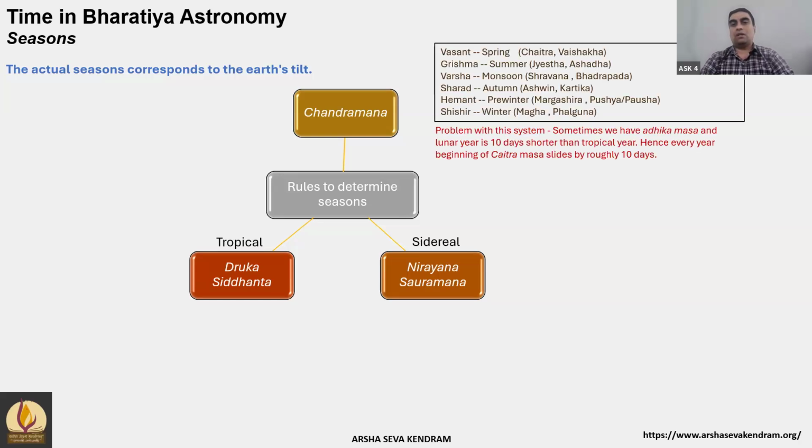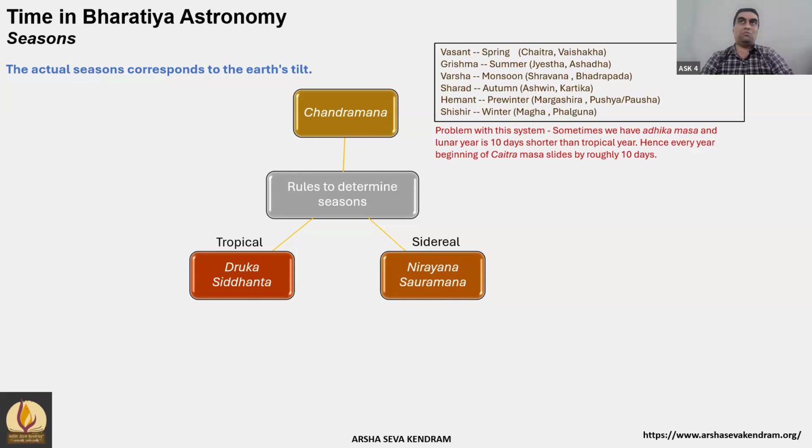In the Chandramana, the spring season typically happens in Chaitra and Vaishakha, Grishma in Jyeshta and Ashada, and so on and so forth. The problem with this system is we have the Adhika Masa. And the lunar year is 10 days shorter than the tropical year. Hence, every year the beginning of Chaitra Masa slides by roughly 10 days. So this may not be a right indicator of when the seasons actually change.